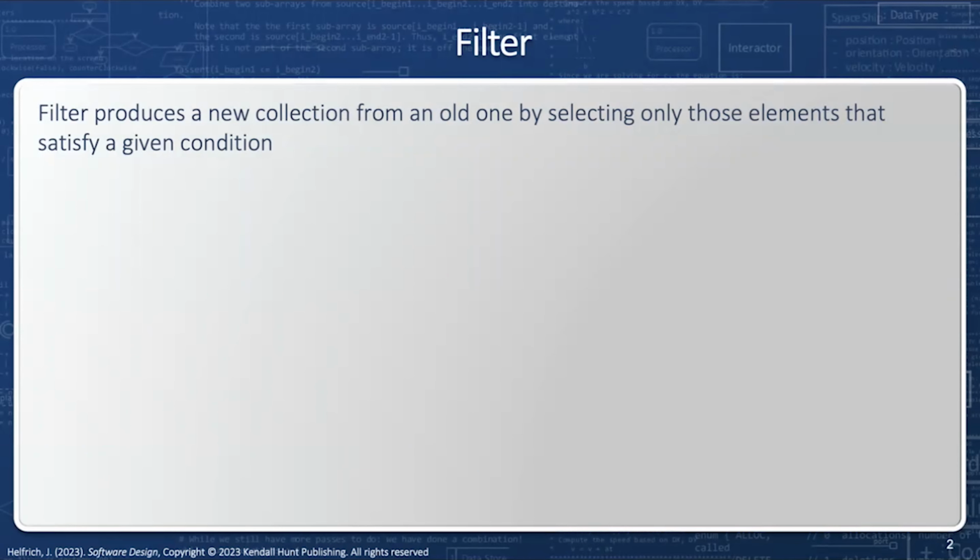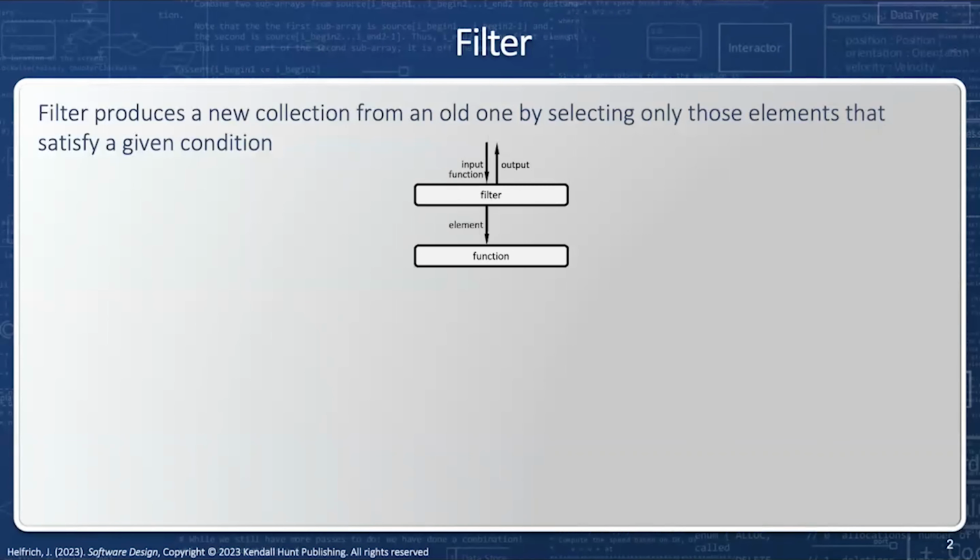One of the functional programming tools is called filter, and filter produces a new collection from an old one by selecting only those elements that satisfy a given condition. So we're going to start with a filter function, and it's going to take an input, which would be a collection, and it's going to have an output, which will also be a collection. In both these cases, think of it as a list. And then we're going to take a function, and this function is what we're going to apply to each element. And so filter is going to call the function by having one element from the input, and it's going to return a true or false whether that element belongs in the output.